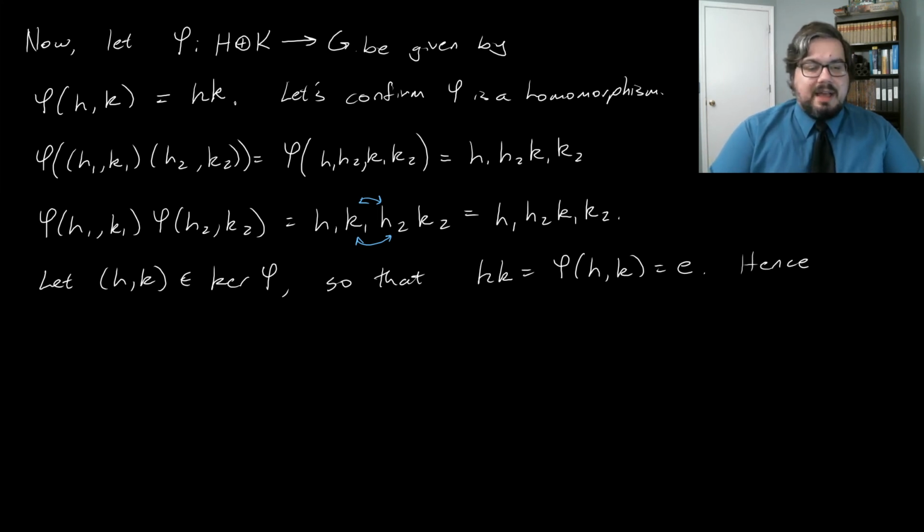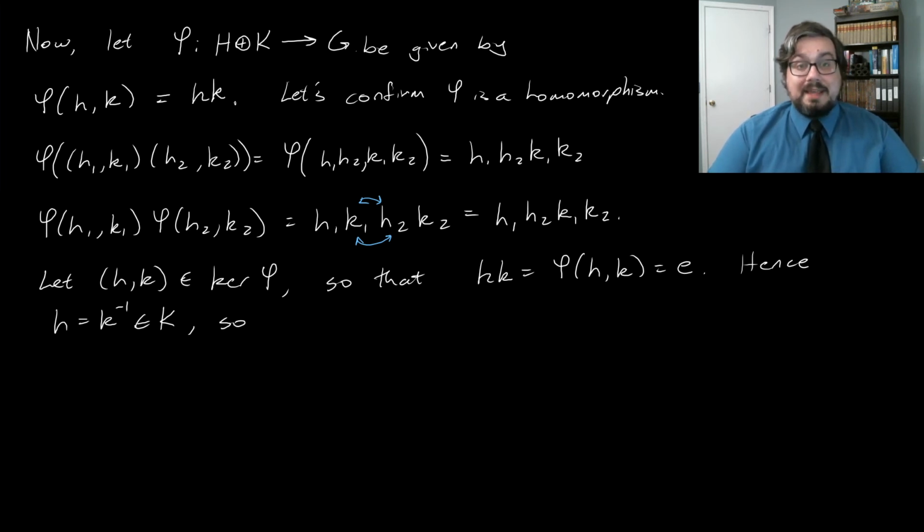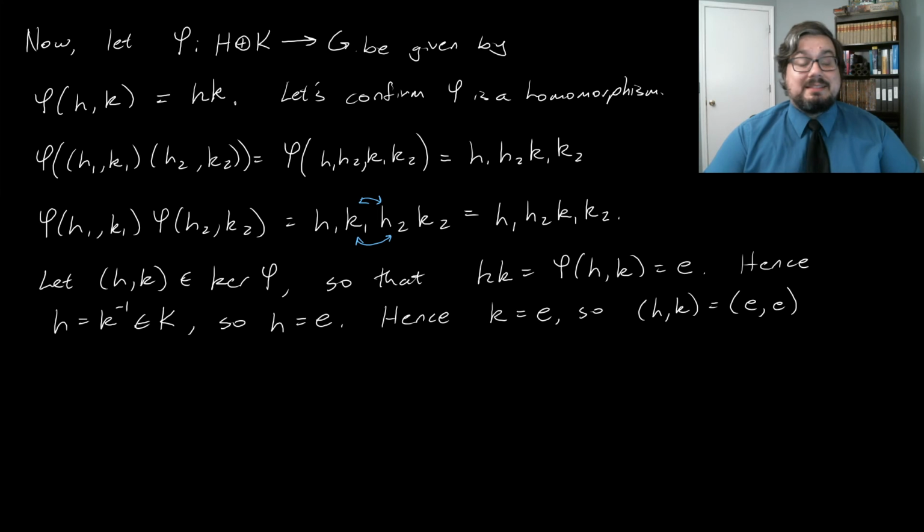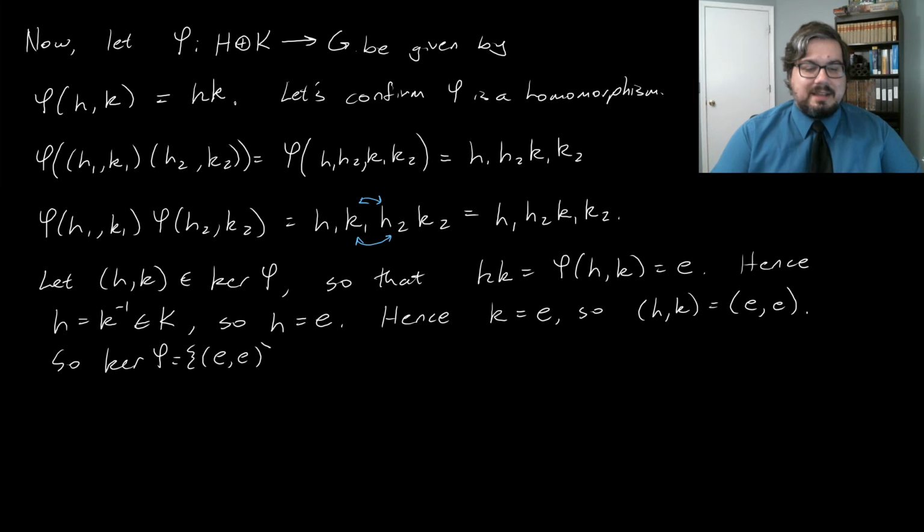But that means that h is equal to k inverse, and k inverse belongs to K, so that means that little h belongs to both big H, where it naturally lives, and it belongs to big K, which means that h has to equal the identity, because that's the only element that's in both big H and big K. But hence, that means that k has to be the identity also, because h and k are inverses of each other in this case. So that means that (h, k) is (e, e), that is the identity of the direct product. So that means that the kernel of phi is the single element (e, e), the identity of the direct product, and hence phi is injective.